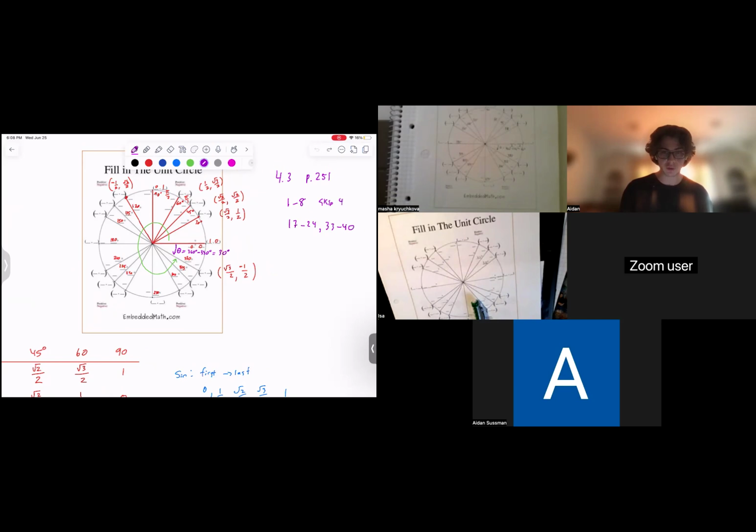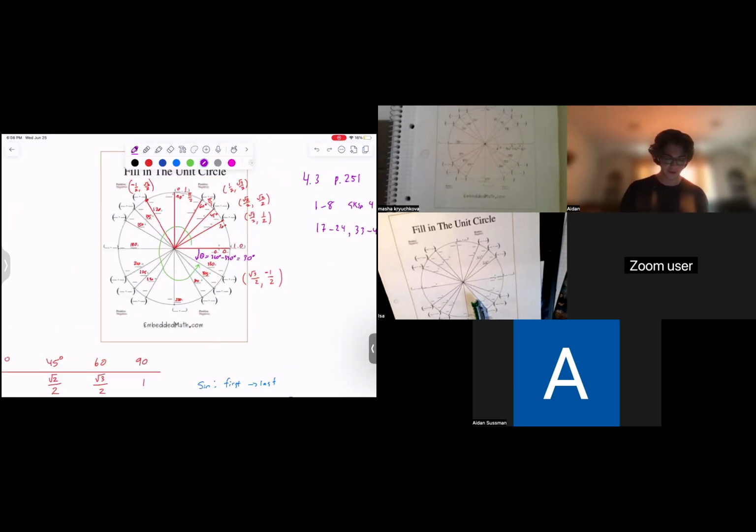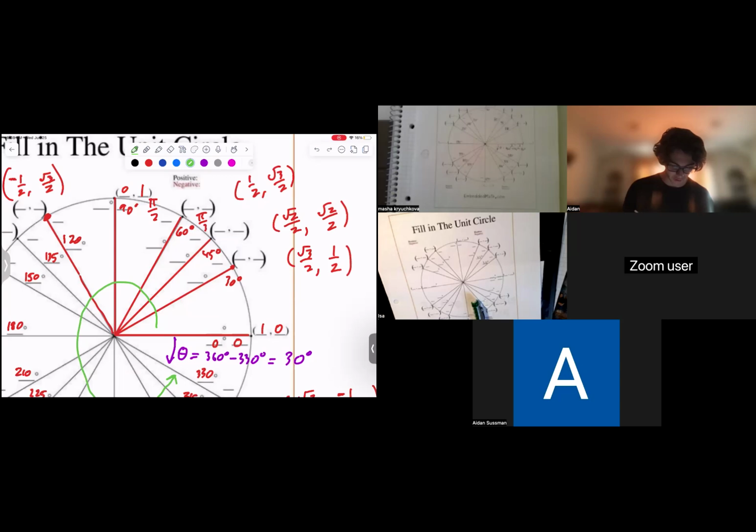And then the second homework is going to be to fill in our entire unit circle. Okay, and when I say fill in, I mean you're going to write, right here is going to be 30 degrees, and right here is going to be whatever the radian version of that is. And then you're going to put your x coordinate and your y coordinate here.